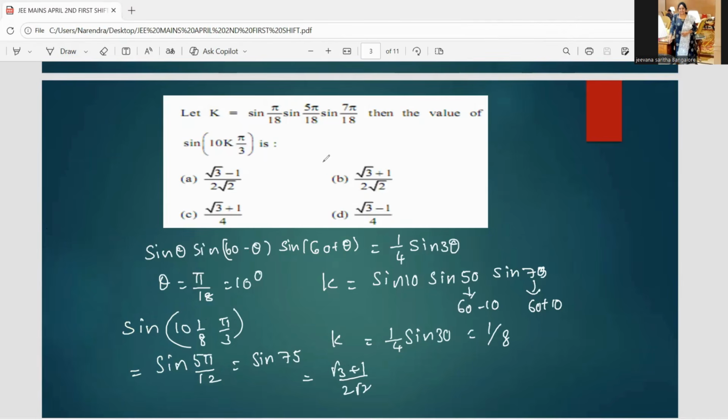I guess this is also a simple question which can be done in less than a minute, provided you know the standard result. Let's see the third question.